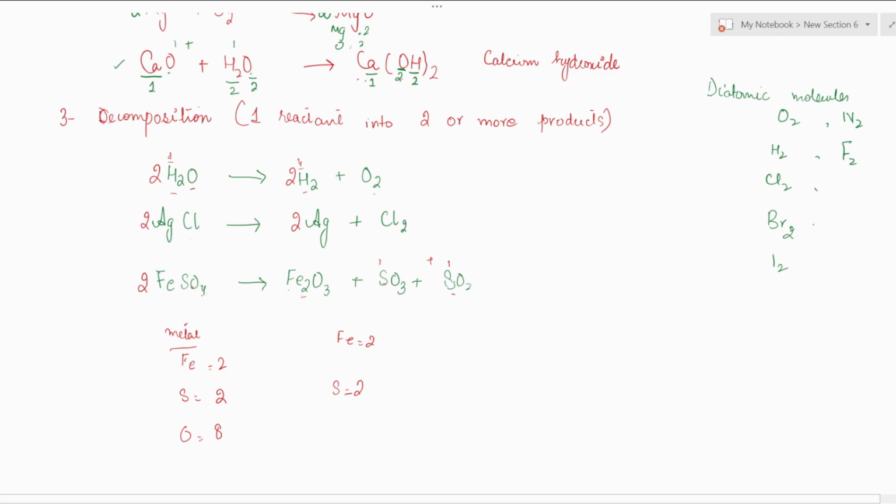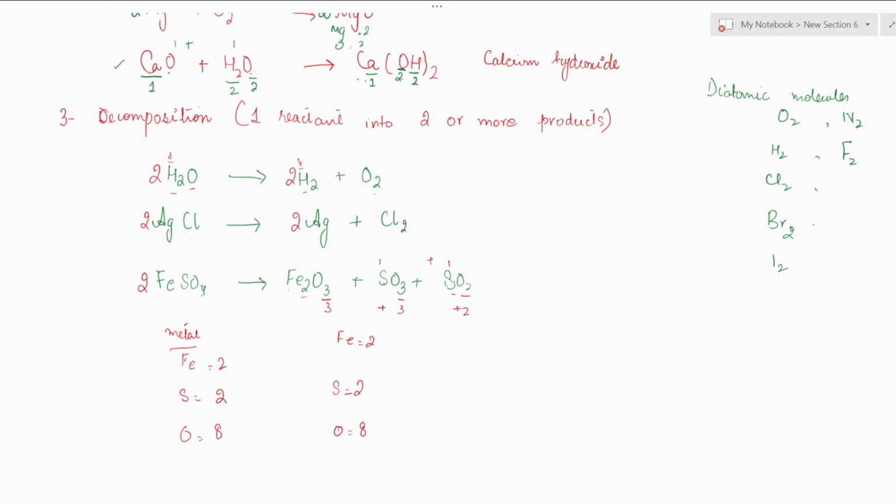8. 2 into 4 is 8. Let's calculate on this side. 3 plus 3 plus 2. How many are they? So this equation is balanced now. Okay, this is how you do it.